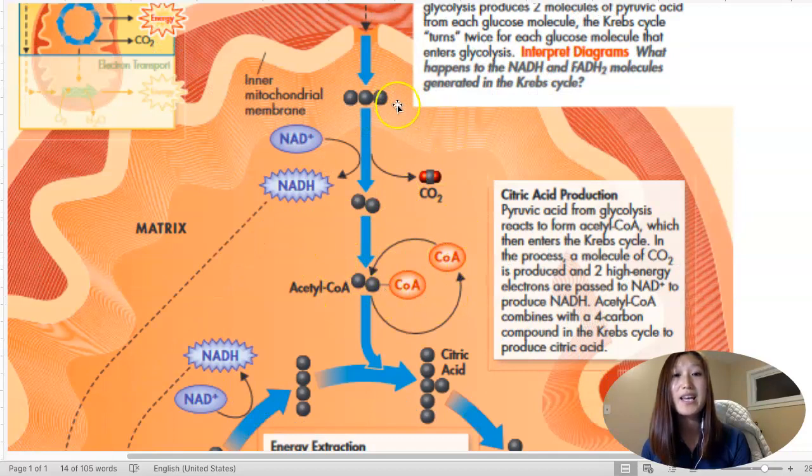So this process is called pyruvate processing. During this process, there are 3 products made. Obviously, we're trying to make acetyl-CoA, so we're going to make some acetyl-CoA. We also make CO2, and we also make NADH again. So we're making more electron carrier, taking the high energy electrons eventually to the electron transport chain.